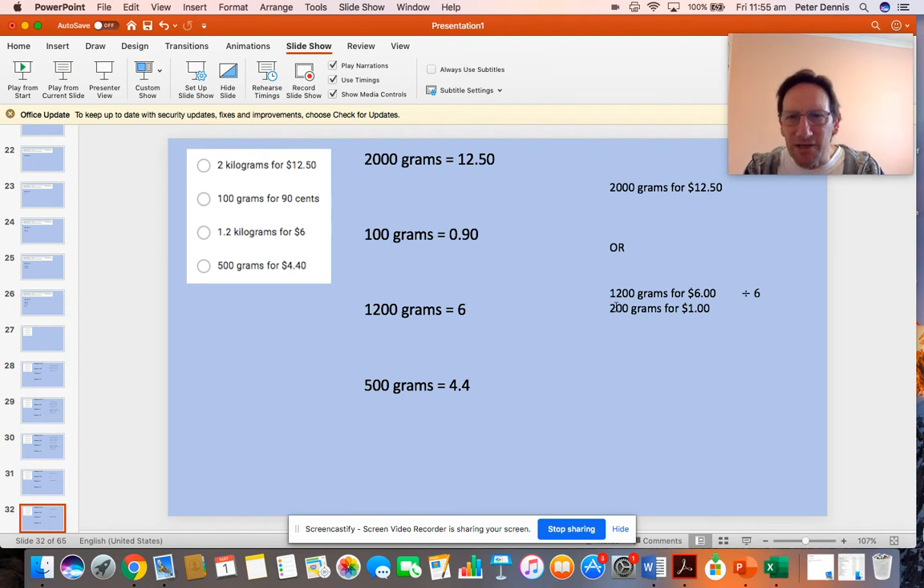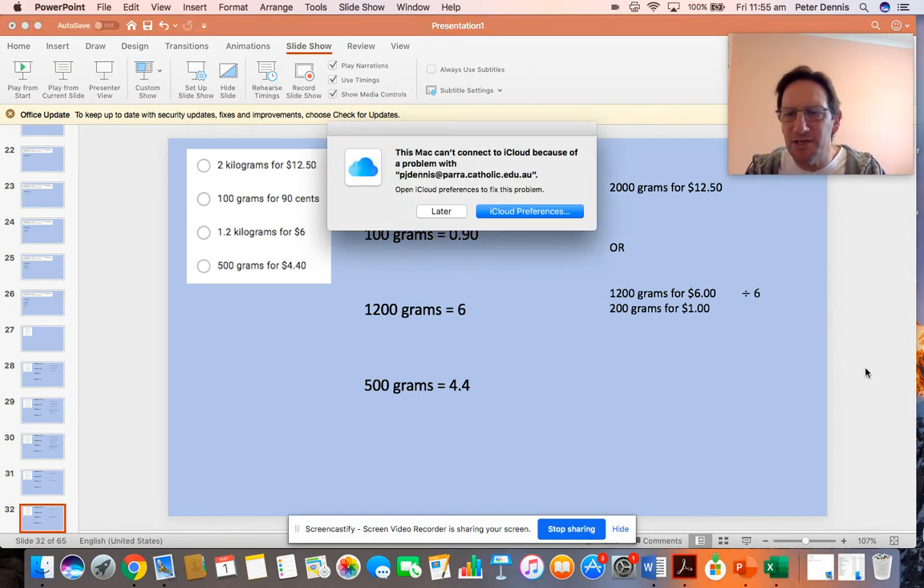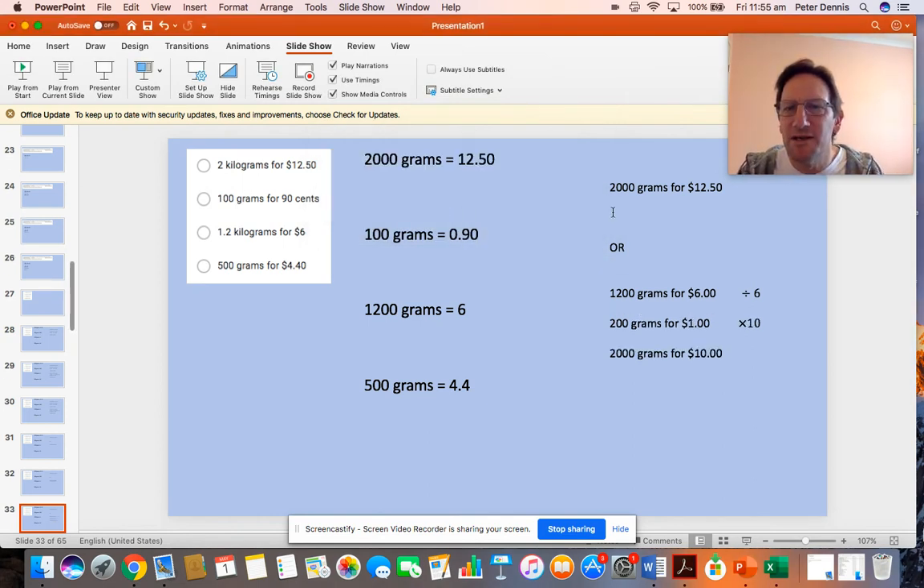Now it should be fairly easy to say, we want to go from 200 grams to 2,000 grams. What do we have to do? We have to times this by 10. So we times the other side by 10. Whatever we do to one side, we must do the other. So we get that 2,000 grams is $10. So obviously this one is going to be the cheapest. That's one way of doing it, not so much mathematically, but just thinking about it.